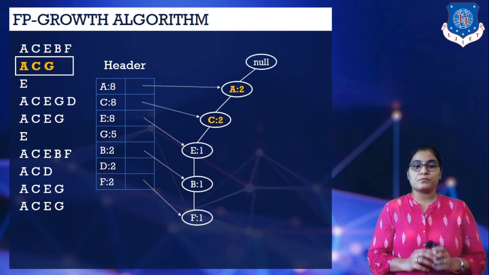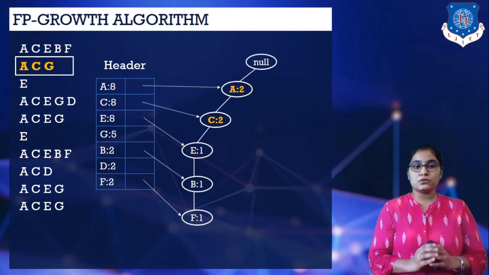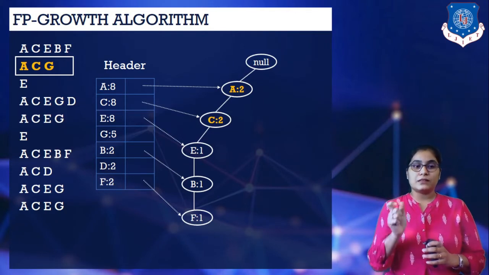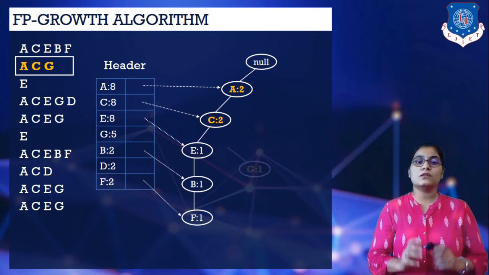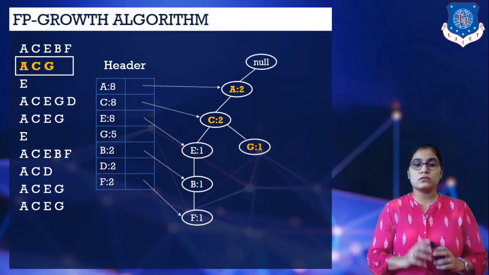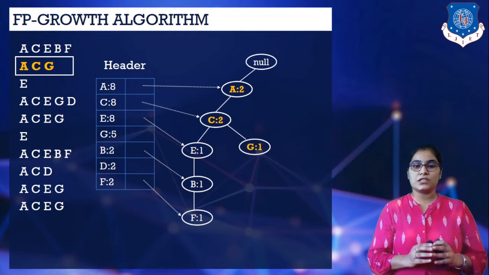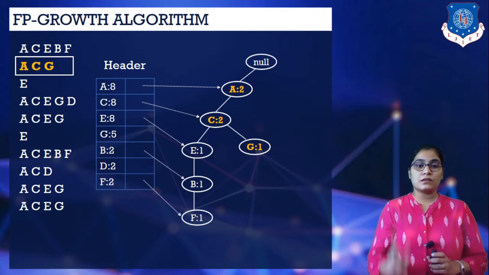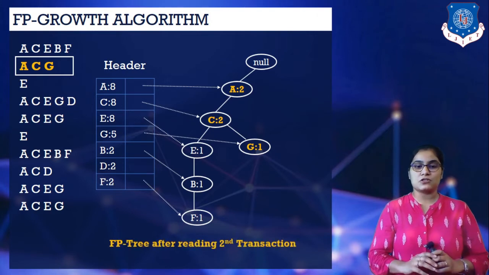Now check for G. We do not have such a node in our FP tree. So here we need to create a new node labeled G with count 1, and we link it with node C. Also, this is the very first time that node G is included in our tree, so we have to give it the link with the header table as well. So this is how our tree looks after the second transaction.